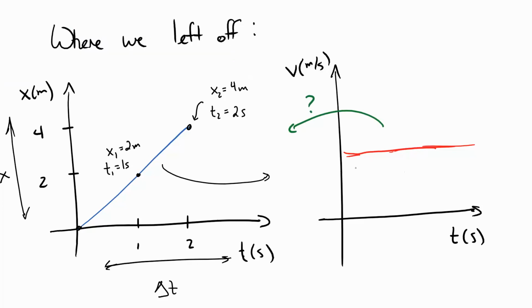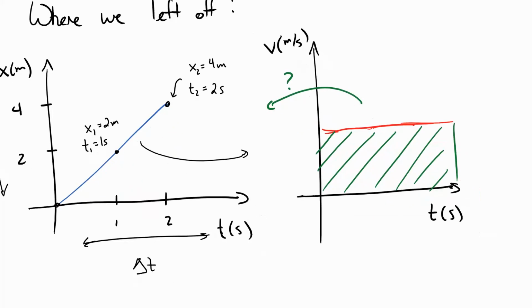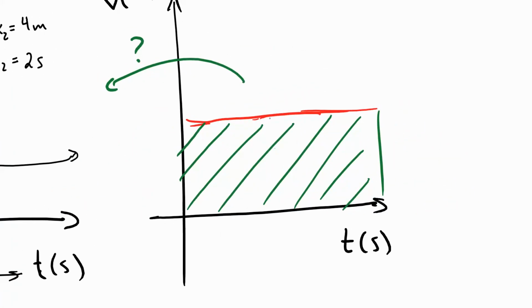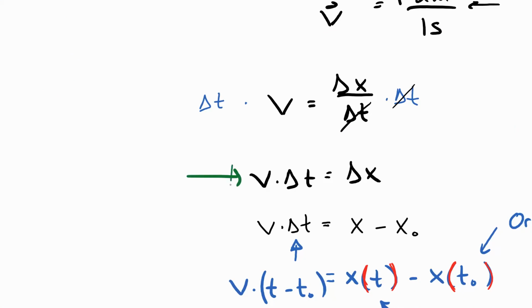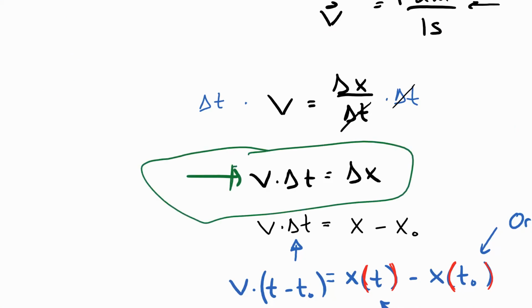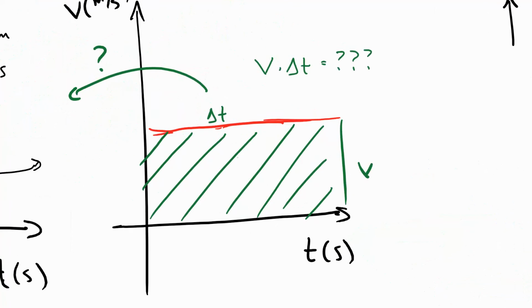And the answer is that this area here is important to us. If I look at this area, I see that it looks like delta t times v. Now you may be thinking, wait, v times delta t, didn't we just see that appear a second ago? Like right here? And in fact, that is the idea that we're going for. This area is equal to delta x.